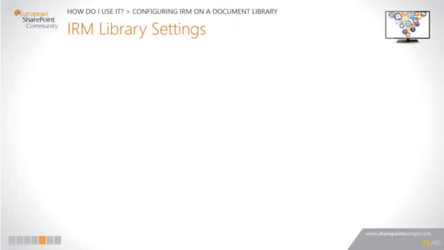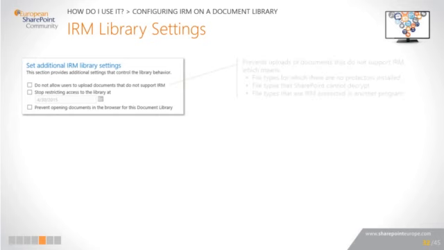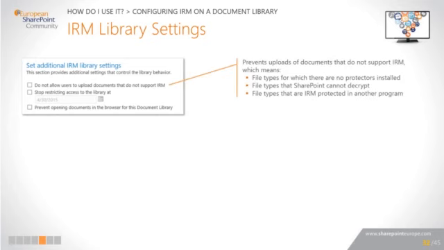So in the IRM library settings group, you have 3 settings. The first one prevents users from uploading documents which do not support IRM. In practice, this means blocking file types for which there are no protectors installed, file types that SharePoint cannot decrypt, or files that were IRM protected in another program that was not SharePoint. The second option allows you to remove the IRM restrictions after a specific date.